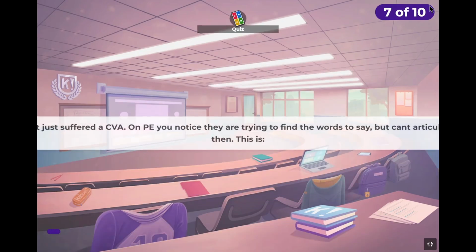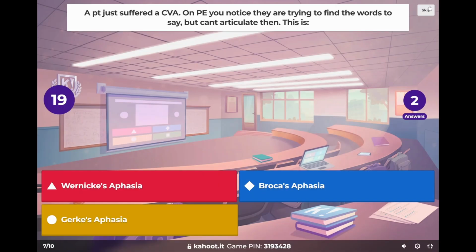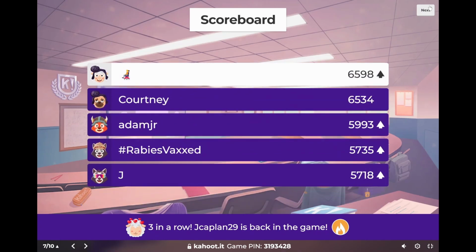Okay, a patient just suffered a CVA, so a stroke. On physical exam, you notice they are trying to find the words to say, but they can't articulate it. Where's the problem? Okay, this is Broca's. Remember, Broca's is a motor problem. They comprehend language, they understand speech, they just can't articulate the sound. Wernicke's is a comprehension problem. They don't understand what you're saying, they don't make any sense, but they can say it without any problems.